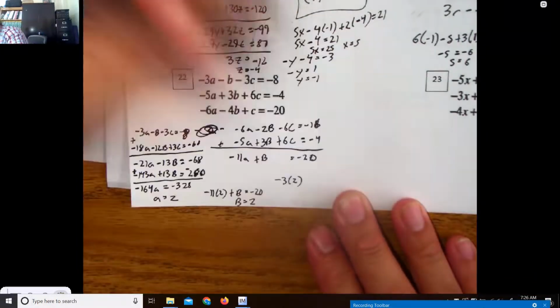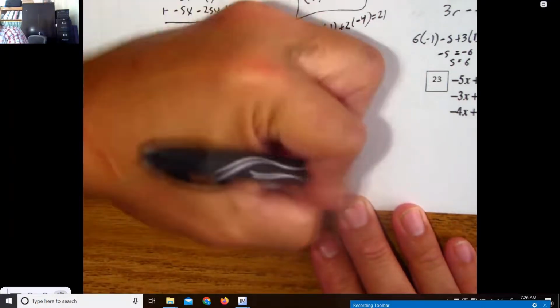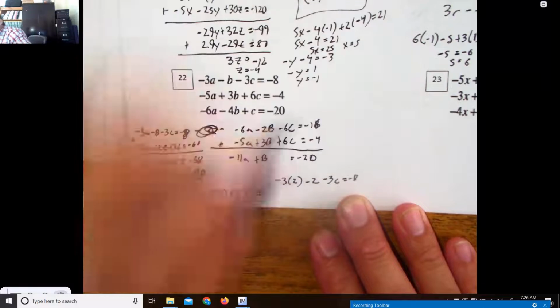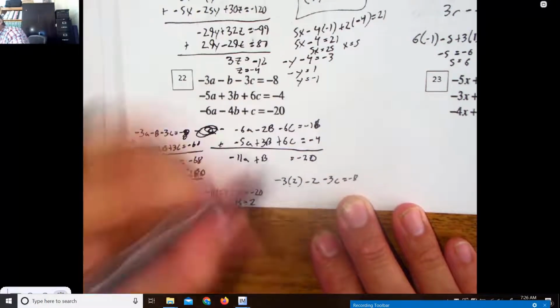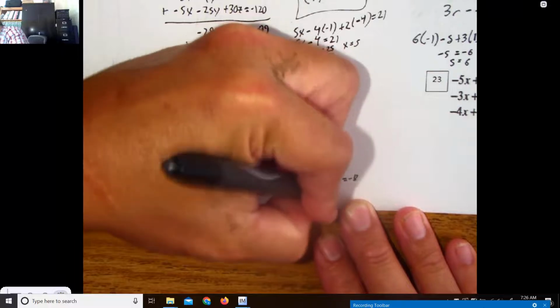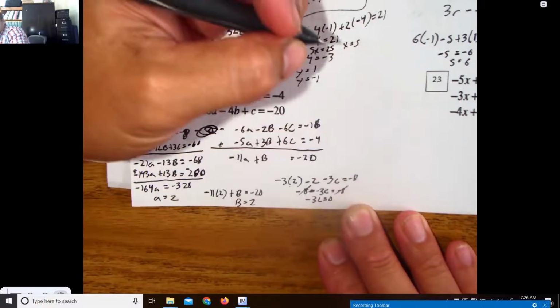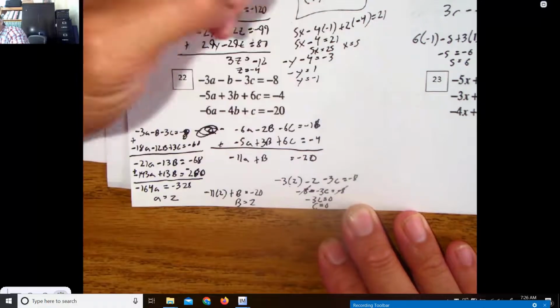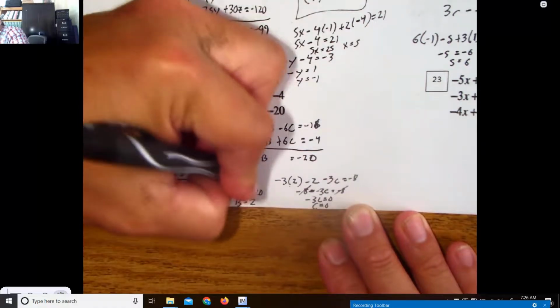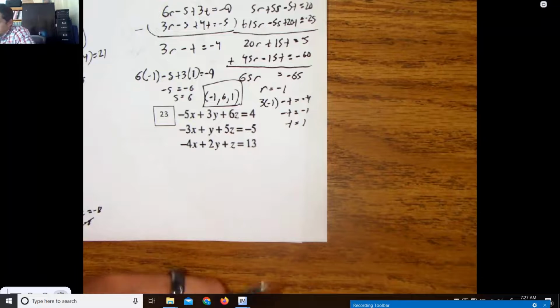-3 times 2 minus 2 minus 3c is -8. This will be a -6 minus 2, which is -8. Oops. -8 minus 3c is -8. The 8's cancel. -3c is 0. Divide by my -3, and c is 0. So 2, 2, 0 is my ordered pair. Well, that one threw me off a little bit. Oops. All right. Last one of these, and I'll be done with this little segment.